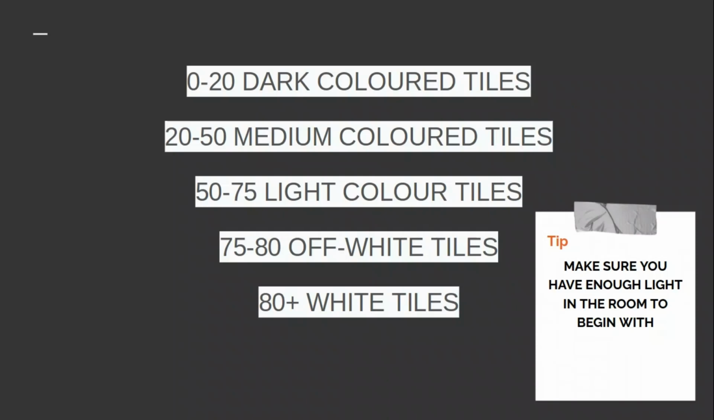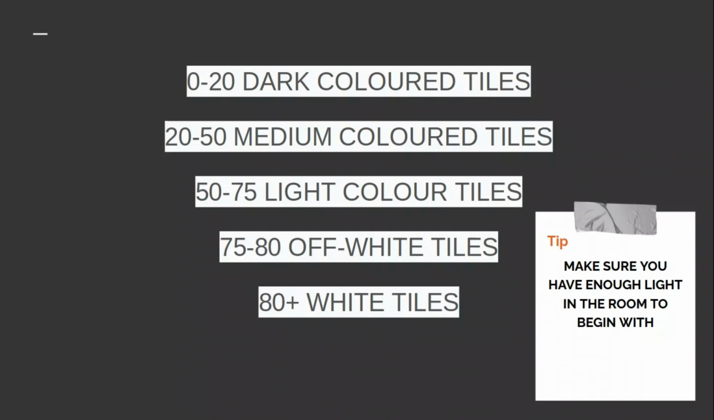And then we have the off-whites, which is pretty popular these days. Sometimes people don't want pure white in their space. They want something white, but that complements some of the other things they have in their space. The 75 to 80 are the tiles that are going to have that high reflective value. And then you've got the white tiles, which are going to be like 80 plus. So that's basically the categories of the tiles here.